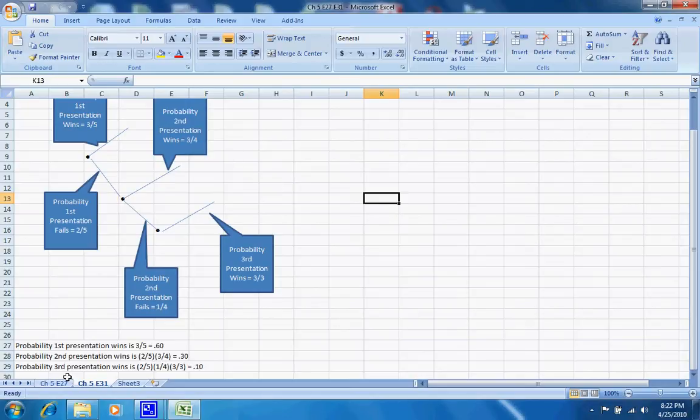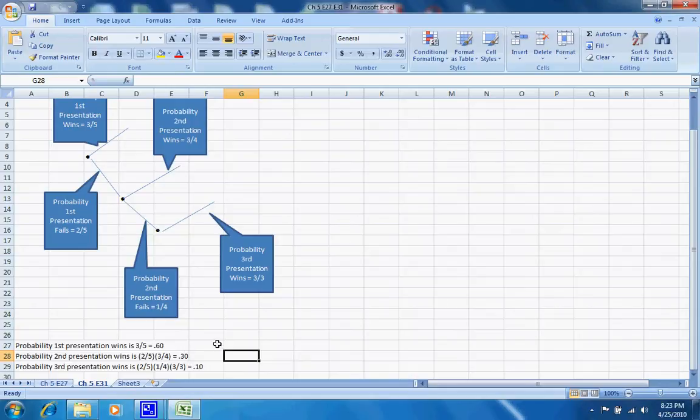So if we were to calculate that probability out for the third presenter, it's going to be the 2/5, right? Because that would happen if the first one fails, and then times 1/4, which is the possibility of the second one failing, times 3/3, which is the probability of the third one winning. So that works out to 10%.